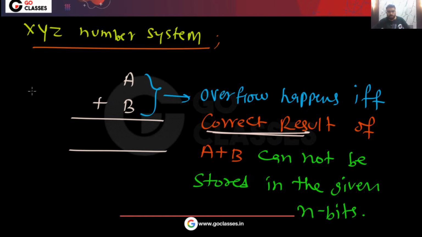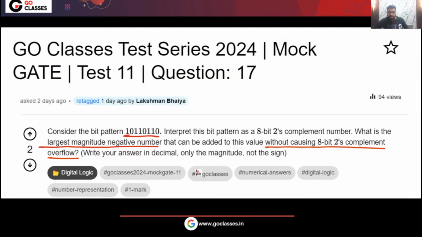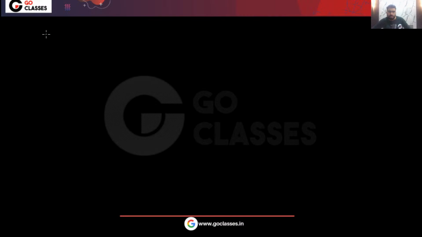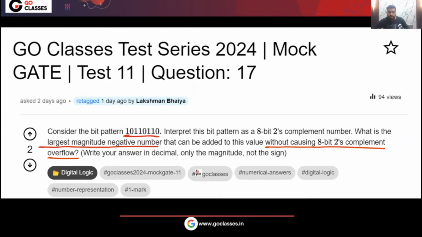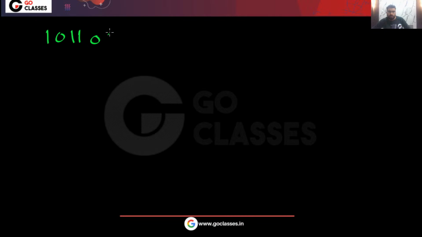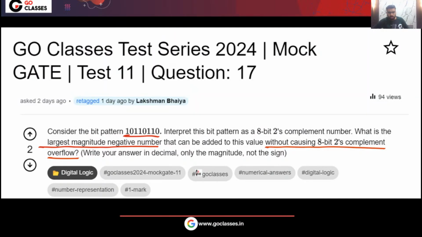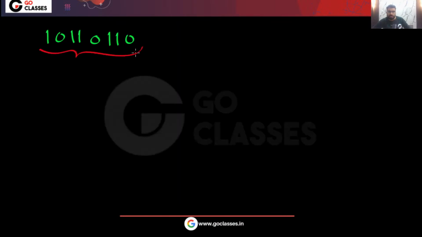So whatever number system you take, it does not matter. The same idea you can apply. Basically, when you do A plus B, the overflow will happen if the correct result of A plus B cannot be stored in the given n bits. Now the question is saying that this number is given to you in 2's complement: 1011 0110. This number is given in the 2's complement number system, and this is an 8-bit 2's complement number.